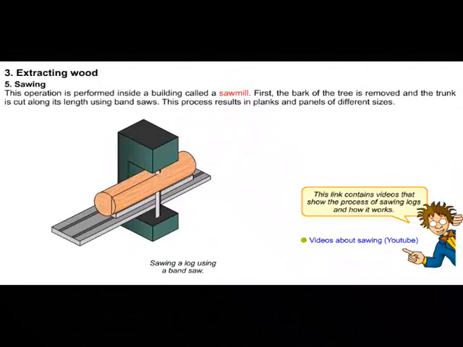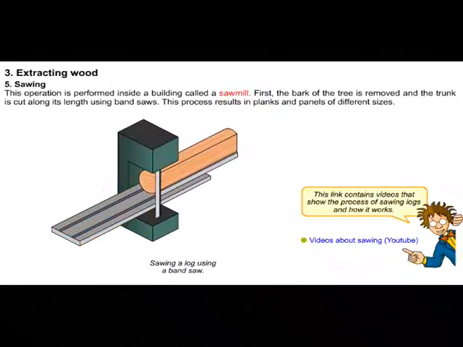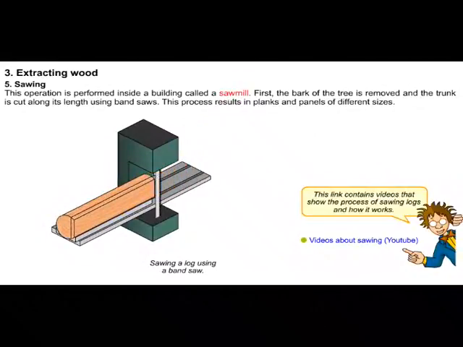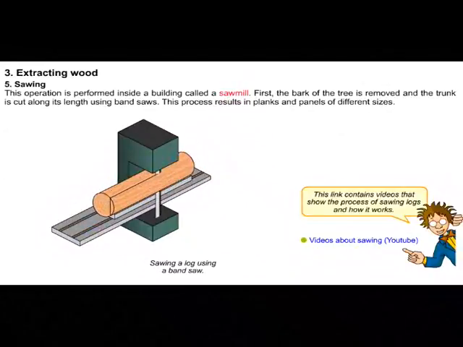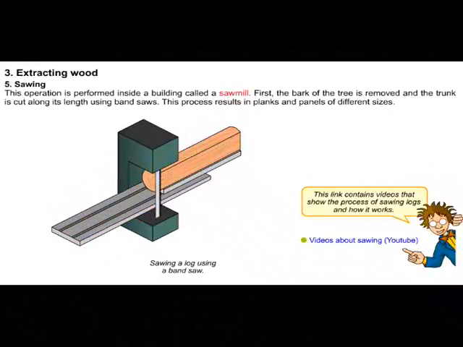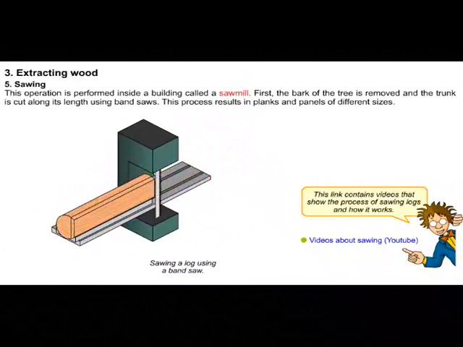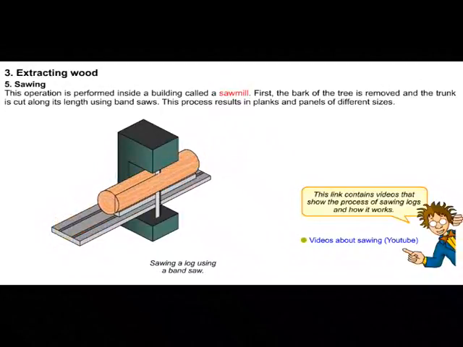Sawing. This operation is performed inside a building called a sawmill. First, the bark of the tree is removed and the trunk is cut along its length using band saws. This process results in planks and panels of different sizes.